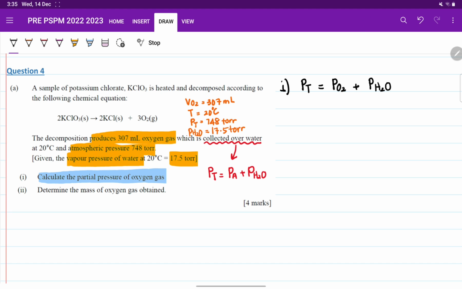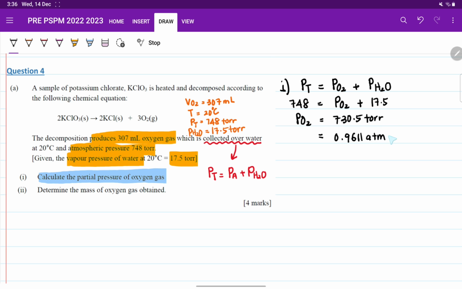So substitute the value. So P total tadi adalah 748 torr. Dan partial pressure of oxygen yang kita nak cari, dan partial pressure of water vapor given is 17.5. So you will get the partial pressure of oxygen as 730.5 torr. And like I mentioned just now, you can just leave your answer as it is, atau kalau awak nak tukarkan dia kepada ATM, boleh. So, cara untuk tukarkan adalah bahagikan 730.5 ni dengan 760. So kita akan dapat dekat sini 0.9611 ATM.